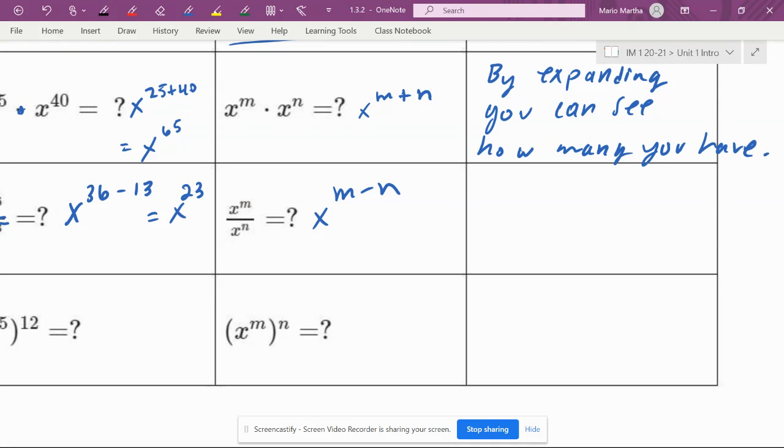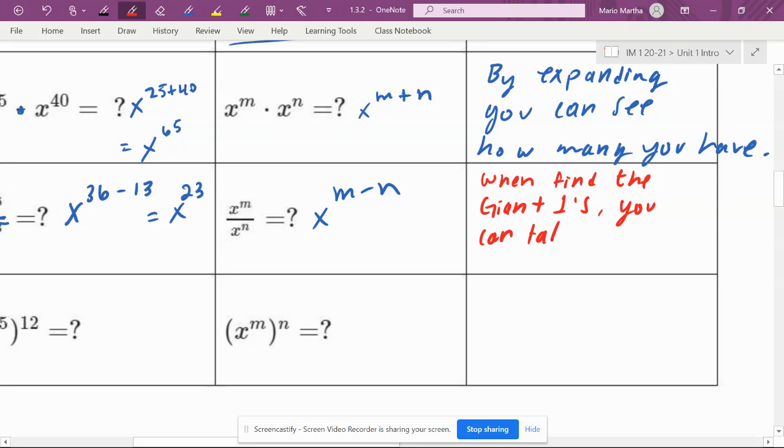So one of your explanations, again, could have been that when you find the giant ones, then pretty much that's when you can take away and simplify, right? You can take away and simplify. And the thing you're simplifying would be pretty much the exponents.